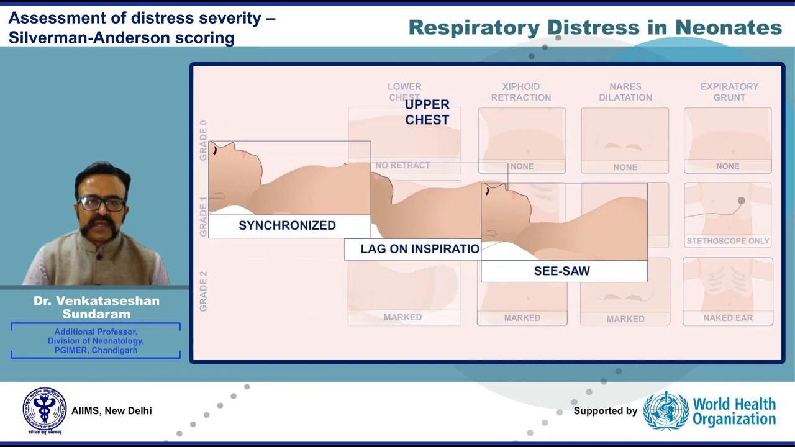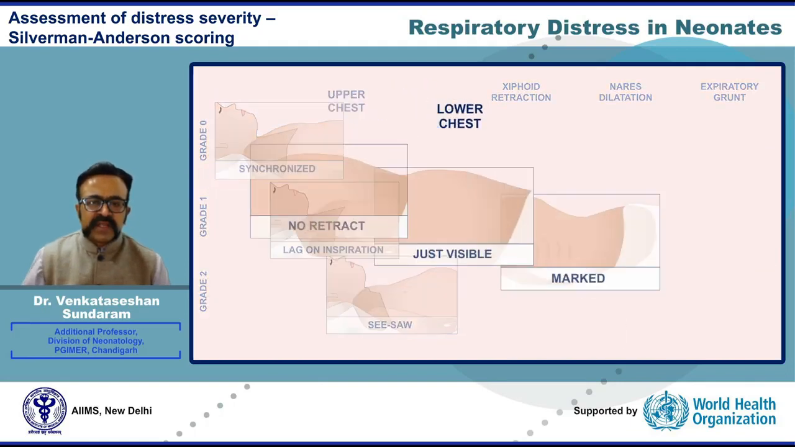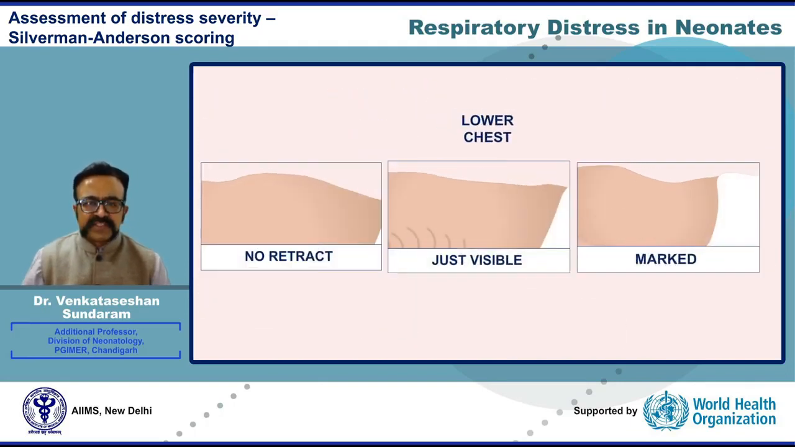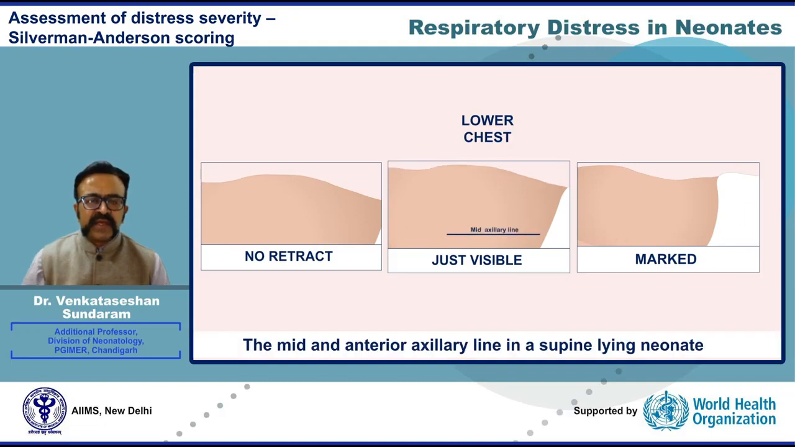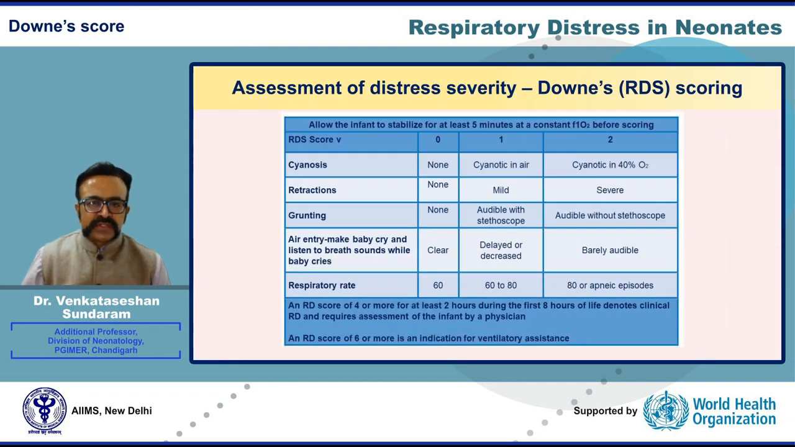An important point to be noted here: the term upper chest does not mean above the nipple level as it is thought by many residents. It in fact indicates whether the upper chest moves in synchrony with the abdomen movement or not during inspiration. Similarly, lower chest is to look for retractions at the level of the mid and anterior axillary line in a supine lying neonate.